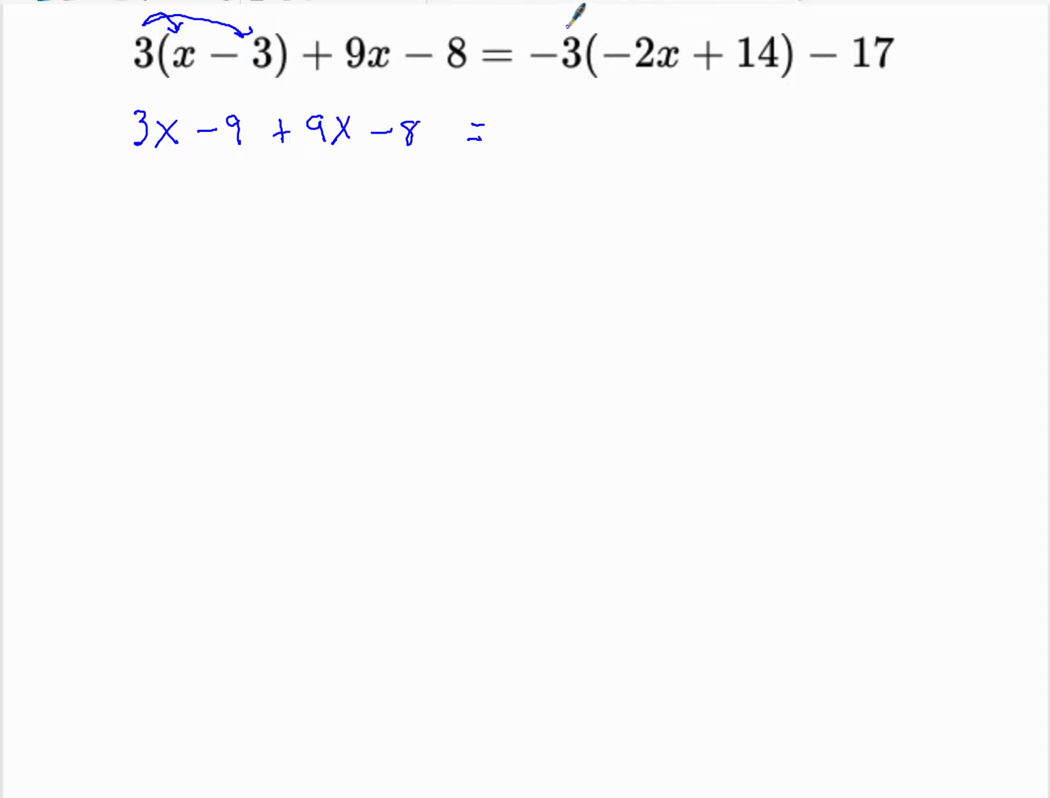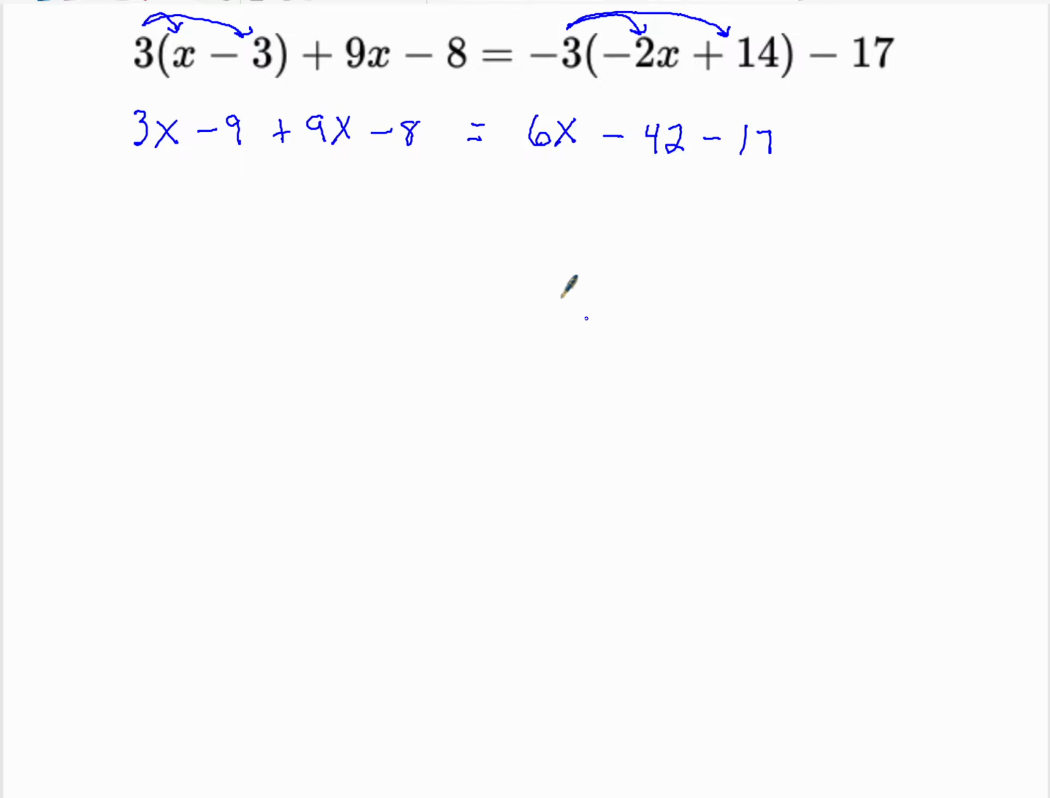And it equals, I need to multiply here, so negative 3 times negative 2 is positive 6x. And then a negative 3 times a positive 14, that's a big number. So that would be minus 42, if I'm not mistaken. 12, 3, yep, 42. Okay, minus 42 minus 17. I still have this 17, and since it's outside of the parentheses, it doesn't get multiplied.